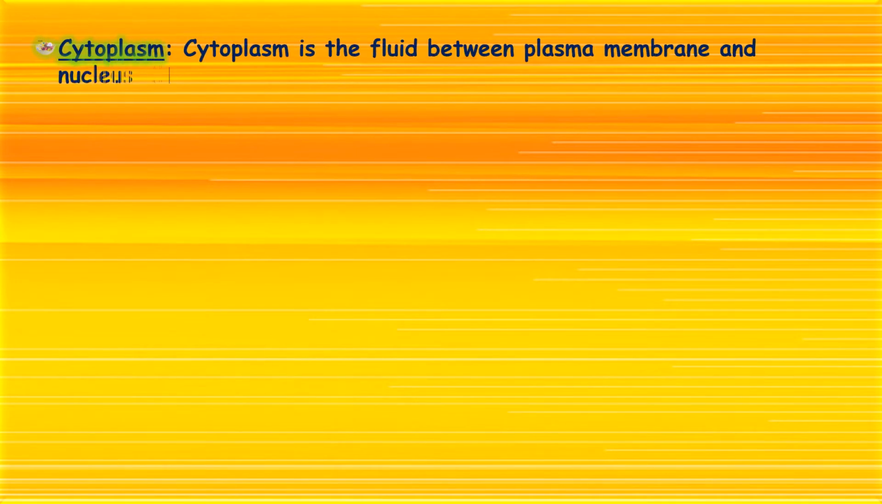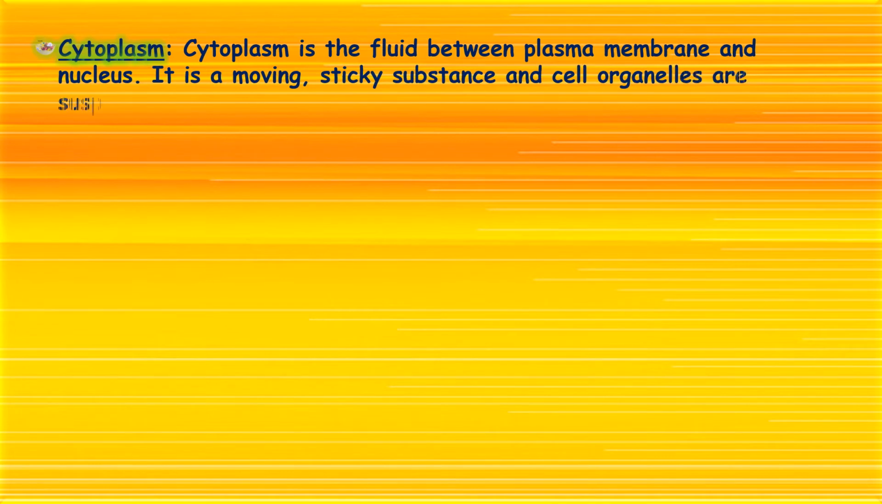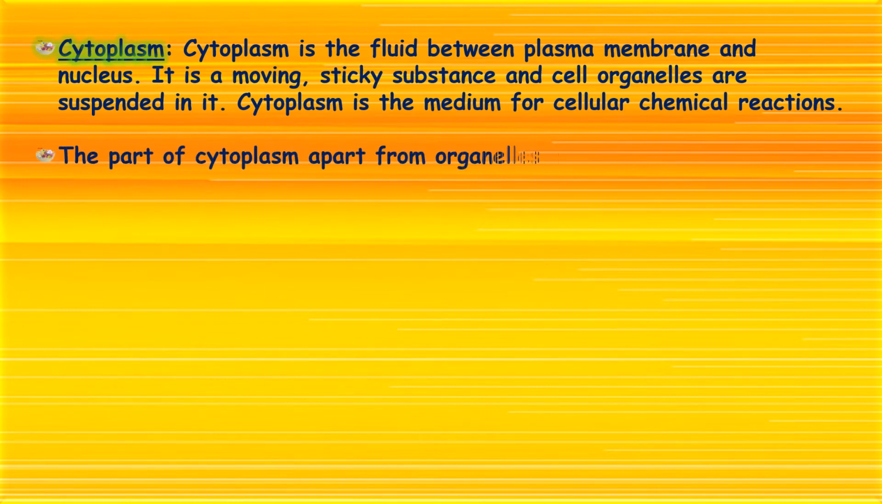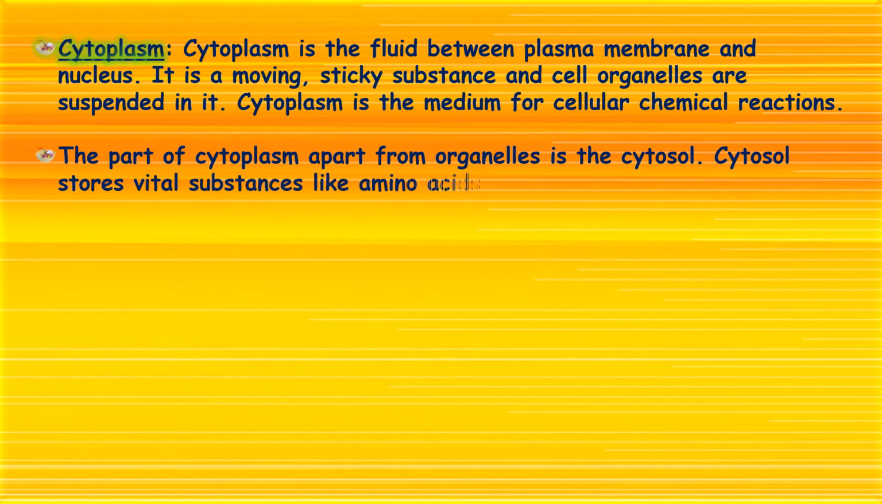Another component of the cell is the cytoplasm, which is the fluid between the plasma membrane and the nucleus. It's a moving sticky substance, and in that sticky substance there are cell organelles within it. And this cytoplasm is a medium for all cellular chemical reactions. So it's a fluid, it is moving, sticky, and it has all the cell organelles within it. Another part of the cytoplasm is the cytosol, and this cytosol stores important substances like amino acids, glucose, vitamins, etc.